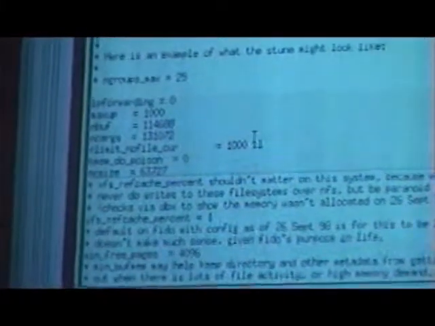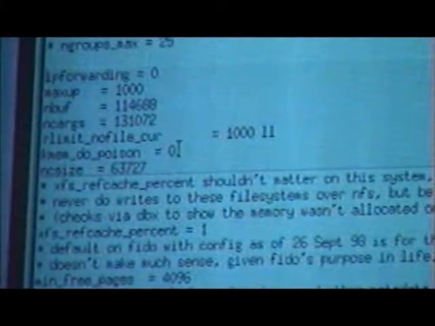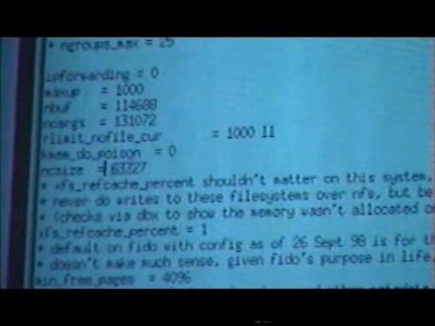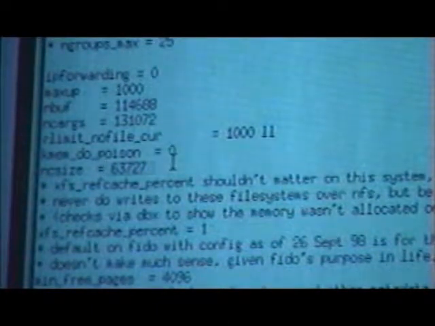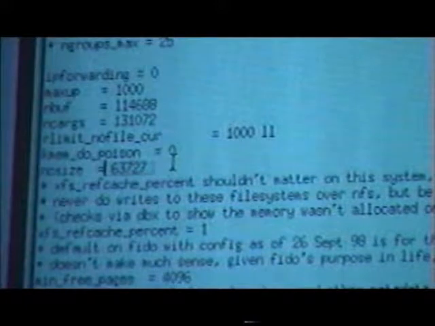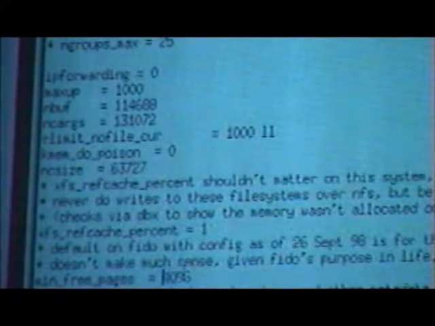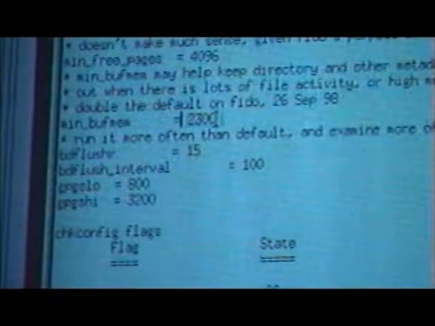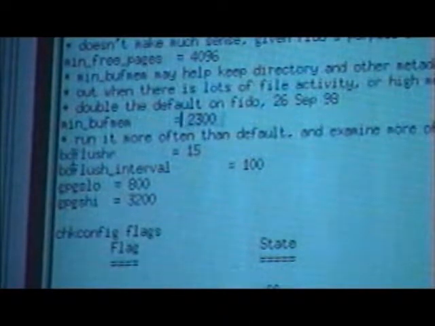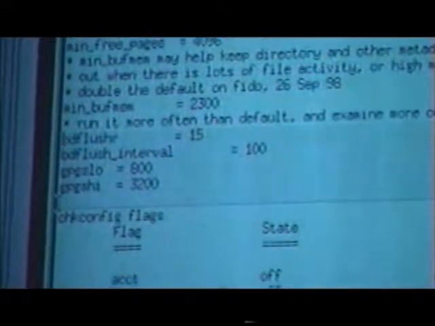They've also increased NCRs. The open file limit was also up to 1,000. They turned off KMEM do poison. Their NC size has also been increased because this is a metadata intensive machine. With the news server, we're going to have a lot of metadata there. We'll come back to min free pages, which they changed. They also increased min buff mem. So NC size and min buff mem have been upped on this machine because metadata is very important. And then they've also modified VD flush activity and my paging activity. I don't really care about that right now.